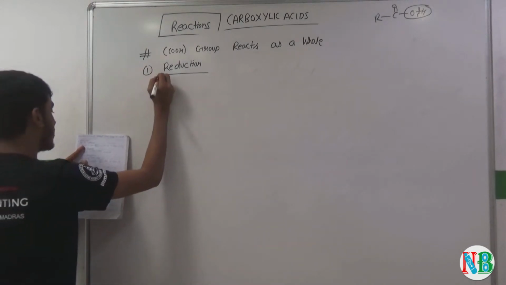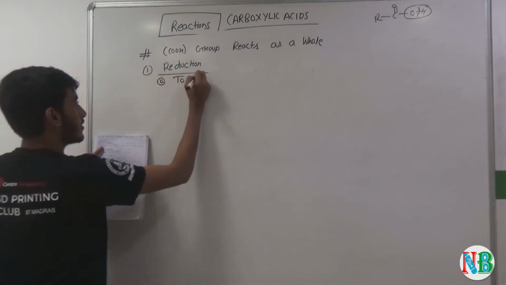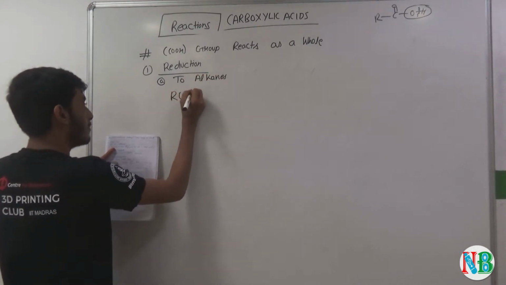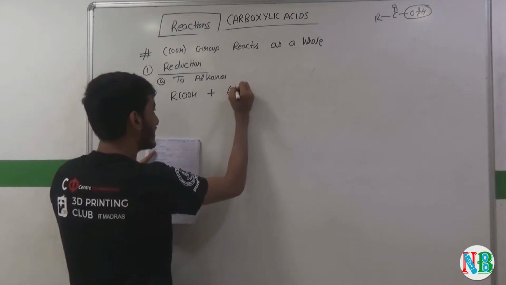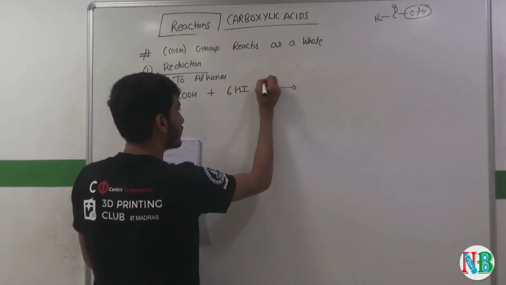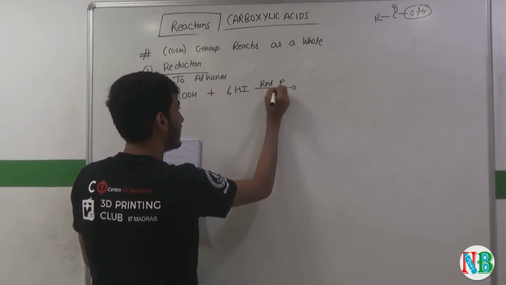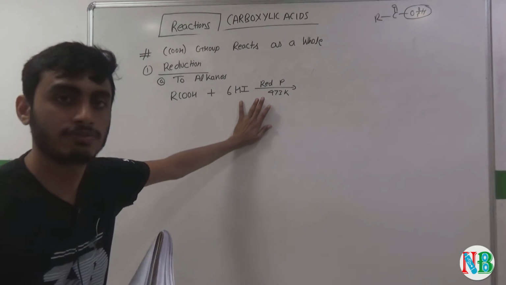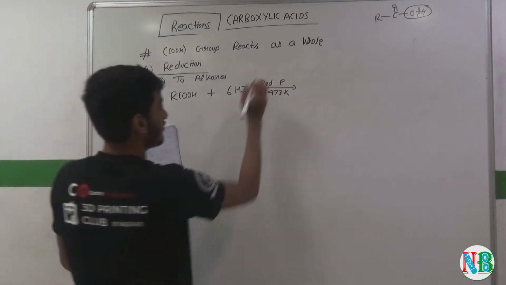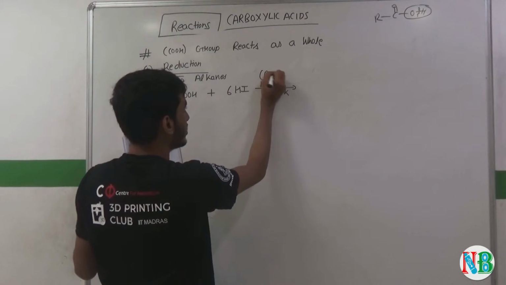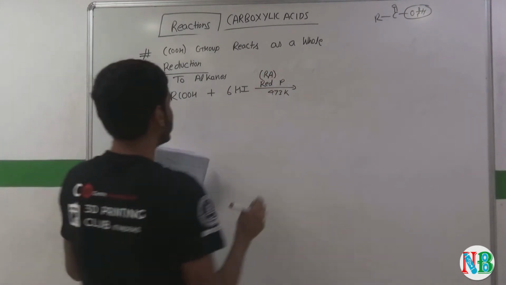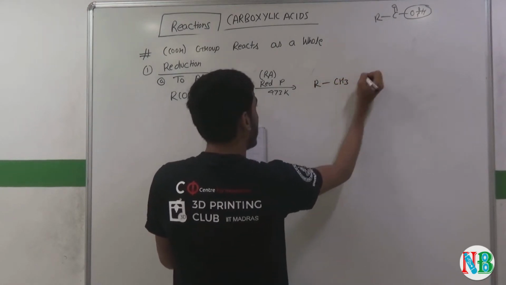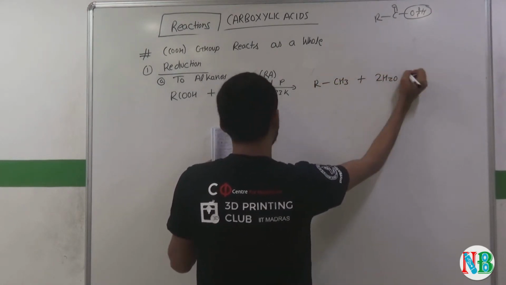The first one is, under this, two alkanes. Suppose I take an acid RCOOH, and we take 6HI, red phosphorus and 473K. We have already seen that red phosphorus plus HI is a very strong reducing agent. So it simply forms an alkane, which is RCH3 plus H2O and I2.